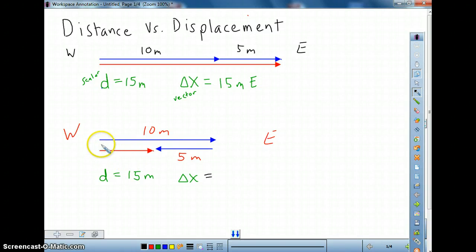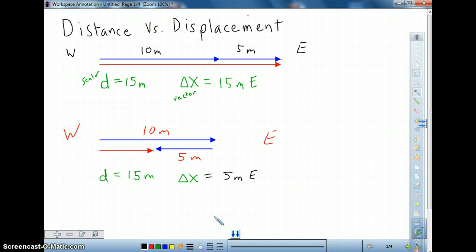So what we have here is some really basic math. Obviously 10 this way, 5 back this way means this leftover piece from beginning to where I ended has to be 5 as well. We also want to note that it's still pointing east, so 5 meters east is our correct answer for our displacement.